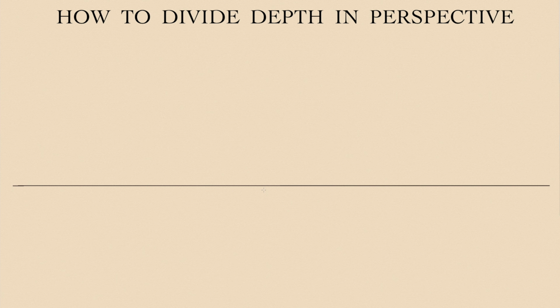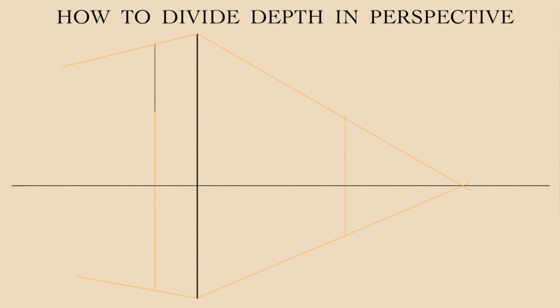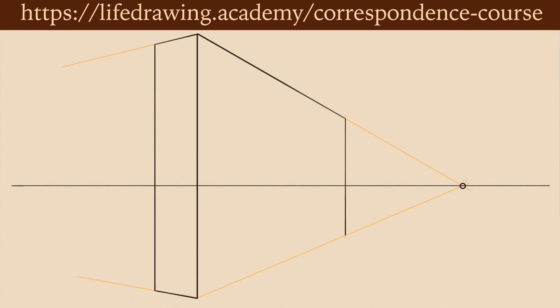To show you why following the perspective rules to the point is not always the best approach, I will make 2 drawings with 2 different kinds of architectural arches, round and flat. Let's begin with round arches. While I'm drawing, I will continue a short story about the Life Drawing Academy correspondence course.